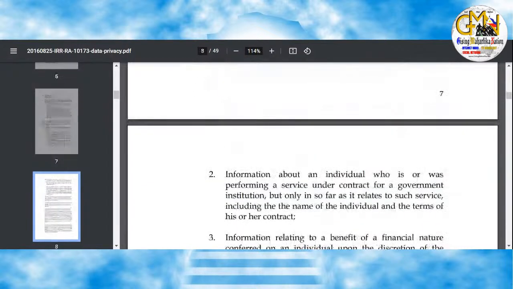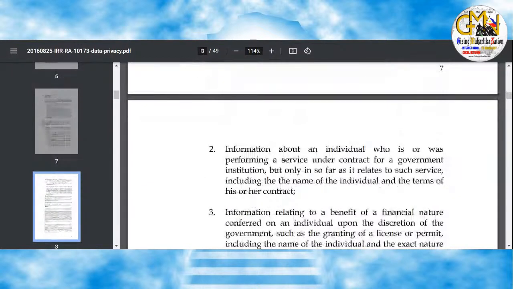Second, information about an individual who is or was performing a service under contract for a government institution, but only insofar as it relates to such service, including the name of the individual and the terms of his or her contract.